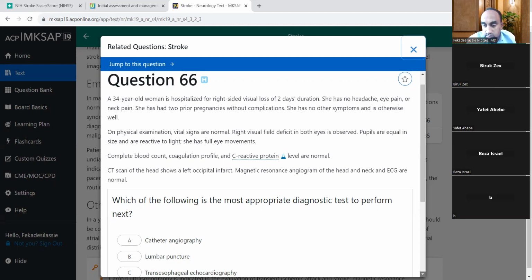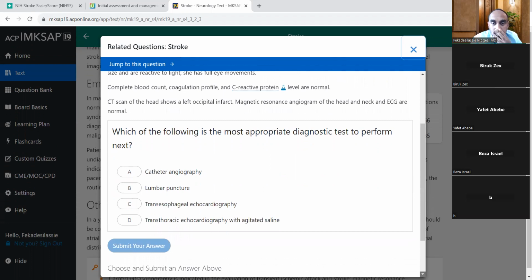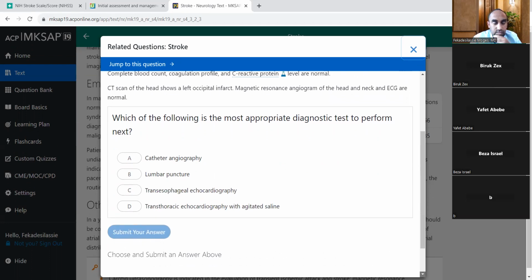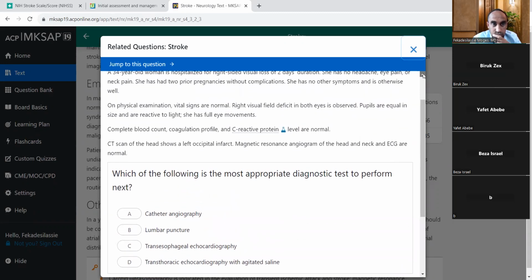Okay. Which of the following is the most appropriate diagnostic test to perform next? Catheter angiography, lumbar puncture, transesophageal echo, transthoracic echo with agitated saline. So, catheter angiography.